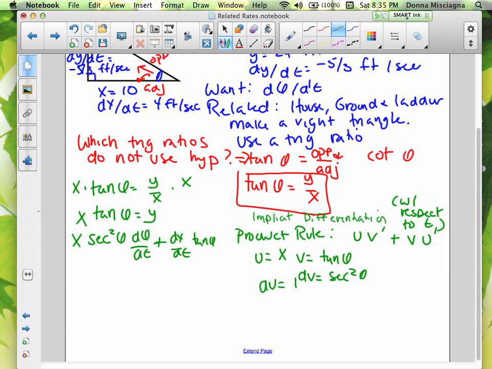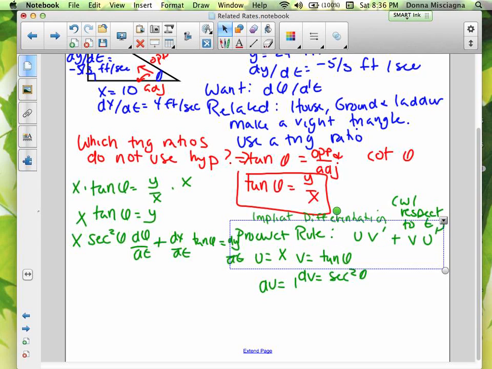All right, let's make sure we got this written down right. x secant squared theta d theta/dt plus the derivative of x, which would be dx/dt, tangent theta, because that's just the second there, equals, and the derivative of y is going to be dy/dt. Let's make that smaller too.